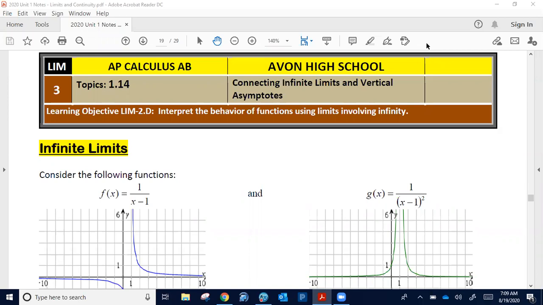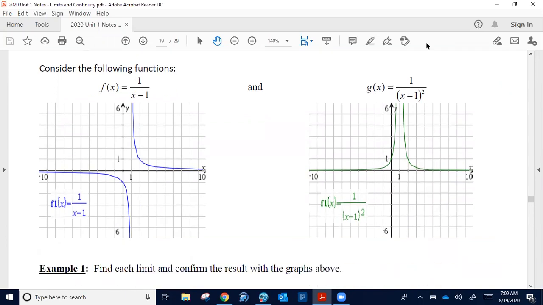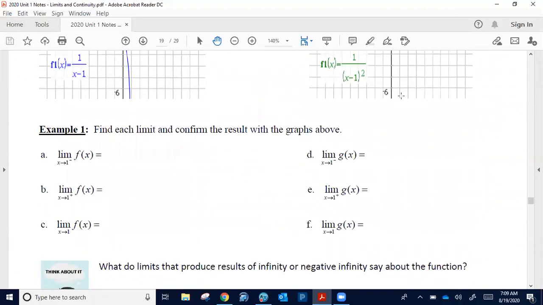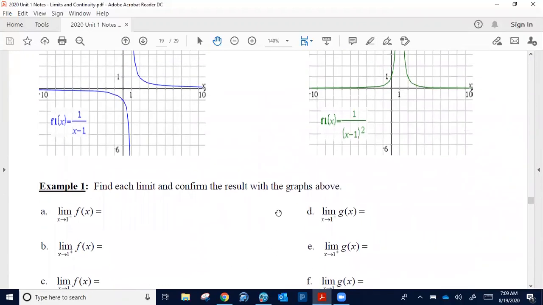Mr. Meunier here again. Today, I want to quickly run through topic 1.14, covering infinite limits. These are just limits that have solutions that are infinity. If you look at these two pictures here, we have the f function, 1 over x minus 1, and we also have a g function, 1 over x minus 1 squared. Each of these graphs have similar characteristics in that they are moving straight up or straight down at a certain value. And that value happens to be 1. And we can label what's happening within that with our limit notation.